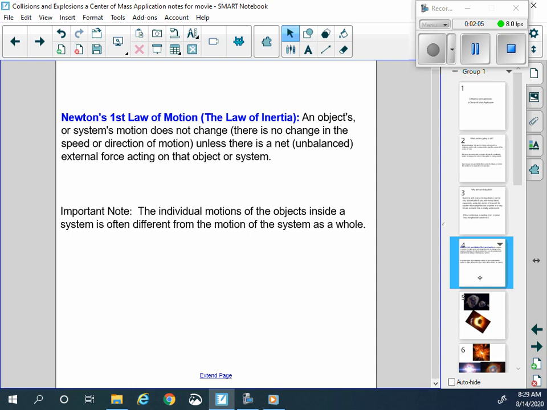So whatever the object is doing, that remains constant unless there is a net unbalanced external force acting on that object. So again, we can have multiple forces from the outside acting on this system or object. If they all balance out, then it's just like there's no net force on me. But if there's an unbalance in those forces, then there will be a change in the object's motion, either speed, direction, or both.